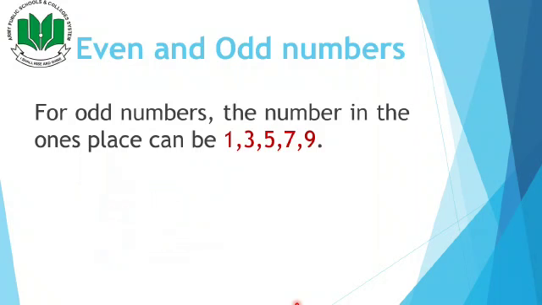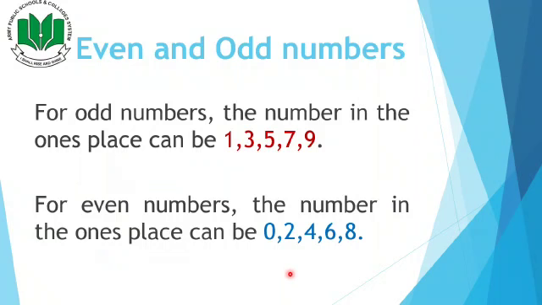For odd numbers, the numbers in the ones place can be 1, 3, 5, 7, 9. It means that any number that has any of these numbers in its ones place is an odd number. For even numbers, the number in the ones place can be 0, 2, 4, 6, 8. It means that any number that has any of these numbers in its ones place, we call it even number.